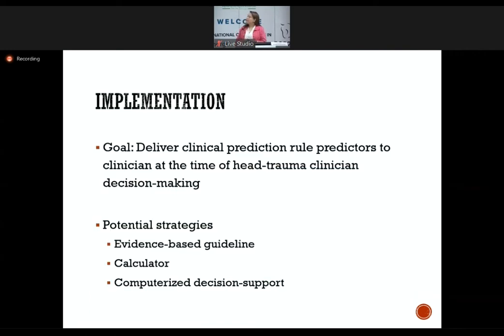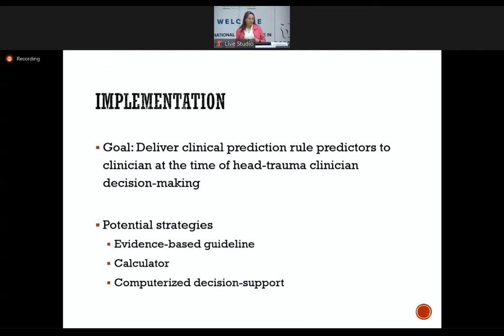So we have this really good rule. The next step is validating it, getting the evidence into practice. We've talked about the gap between evidence in the published literature and actual practice. In the area of head trauma, there's been some good work of implementing this high quality evidence into practice. So how can you do that?